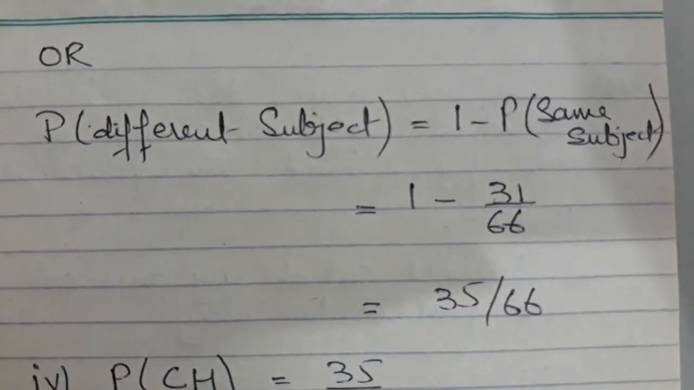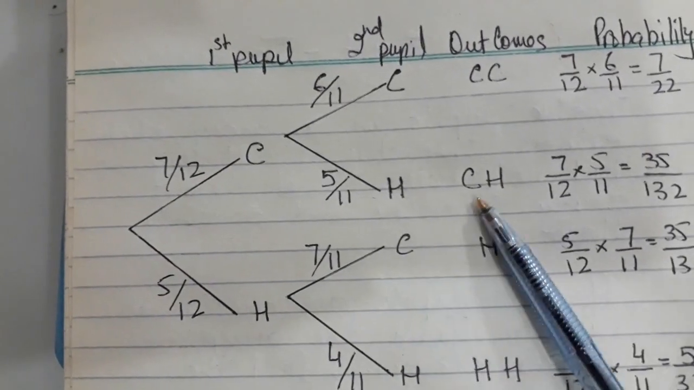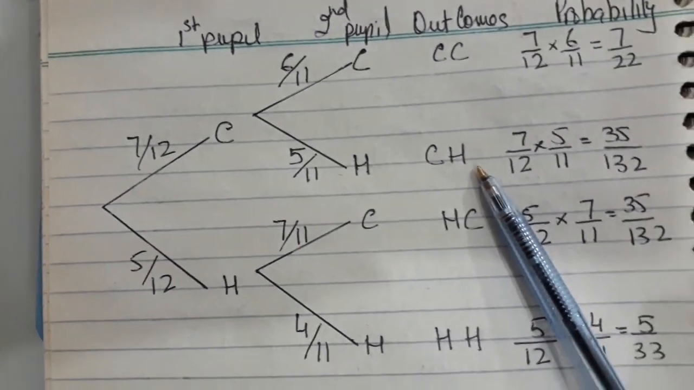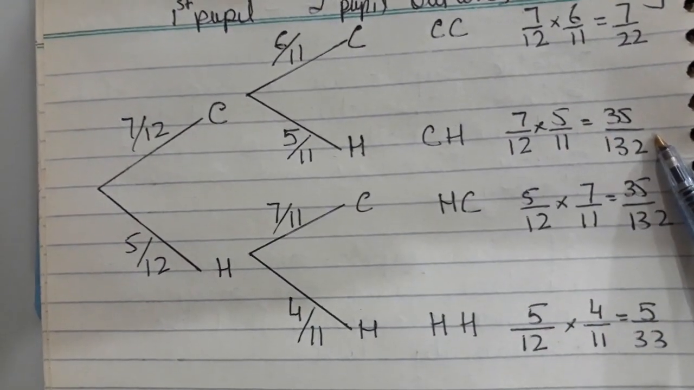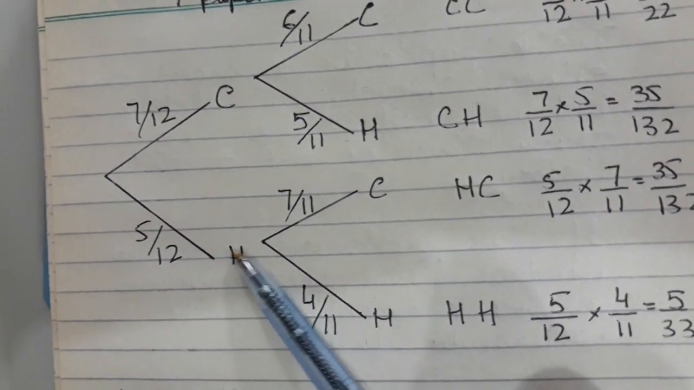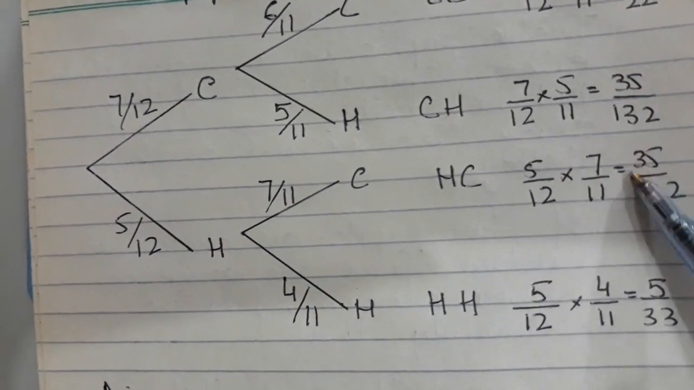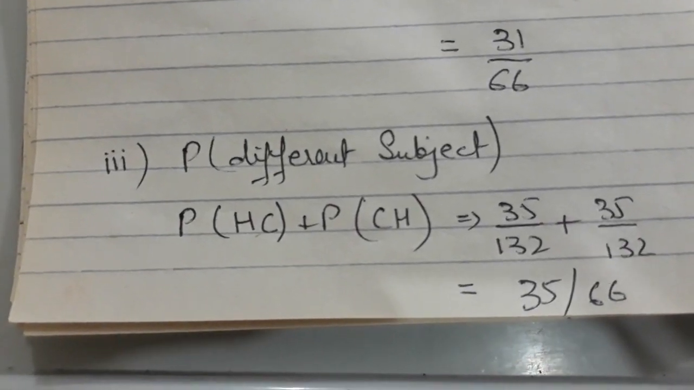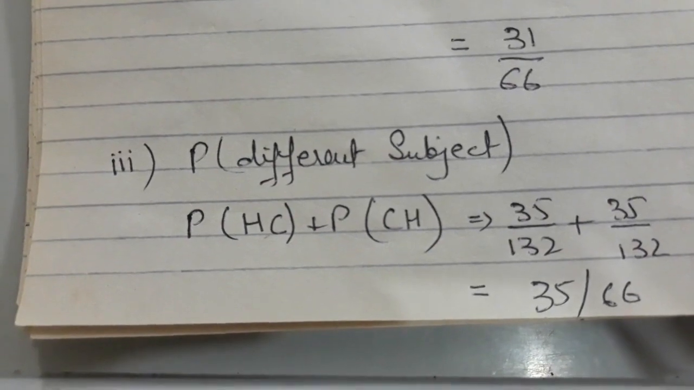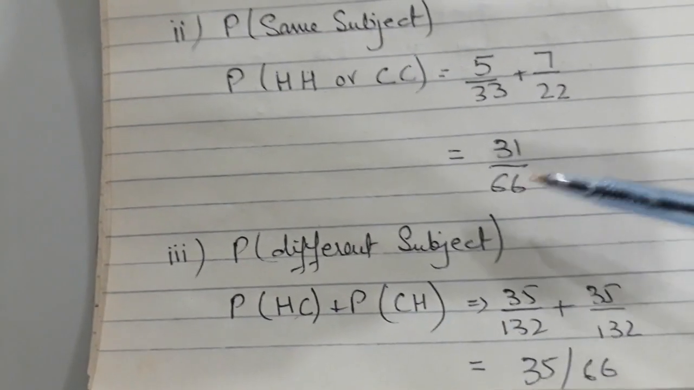And what is the other way of doing it? The other way is that you look at the table. The different case is chemistry, history or history, chemistry. So this branch you multiply and get the answer, this branch you multiply and get the answer, and add up these two results. When you add up the two results, you will get exactly the same as we got earlier when we subtracted 31 over 66 from 1, because this was the same thing. So the result will come the same.